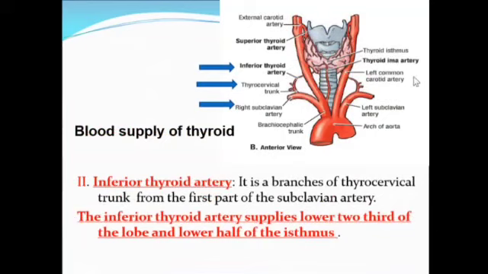In the diagram you can see the inferior thyroid artery. It is a branch of the thyrocervical trunk from the first part of the subclavian artery. Now the inferior thyroid artery supplies the lower 2/3 of the lobe and the lower half of the isthmus.